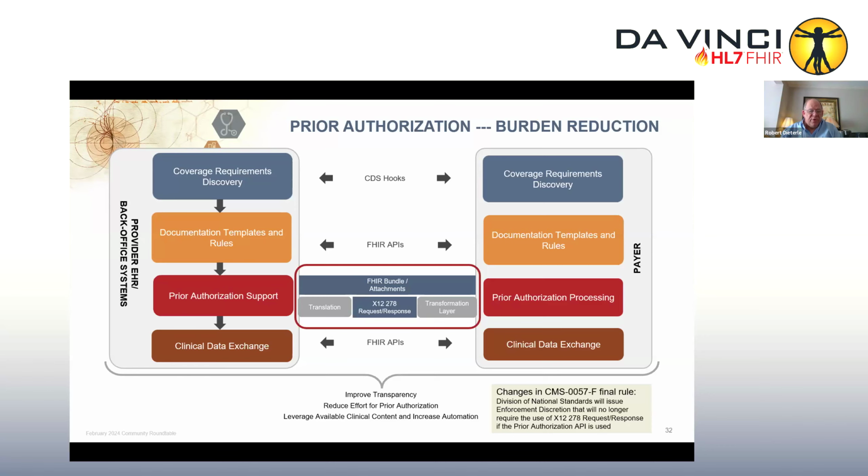The last step in this process is clinical data exchange. There are times when the information that got submitted during the prior authorization process, gathered through the documentation, templates, and rules, turns out not to be sufficient. They may find a drug that they didn't realize the patient was on. They may have information that has been previously submitted as part of claims that the payer already has, but they need an answer to something else that they couldn't anticipate.